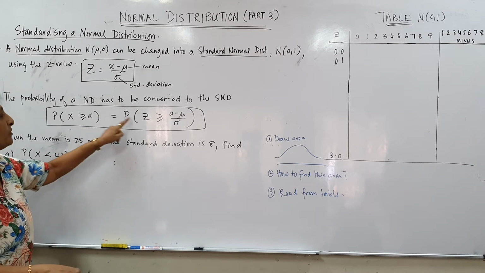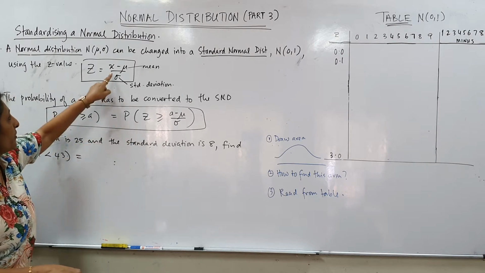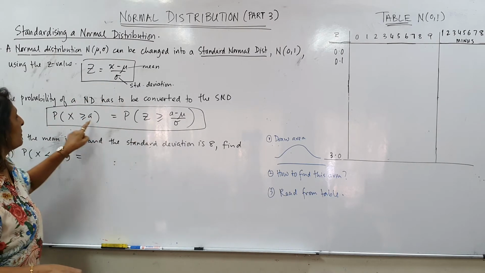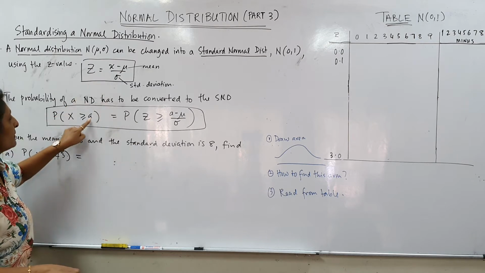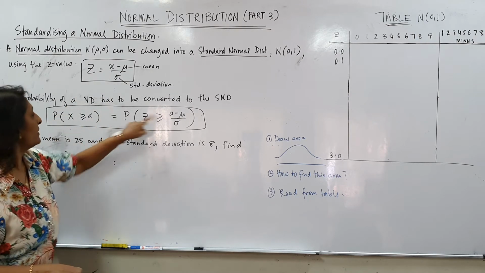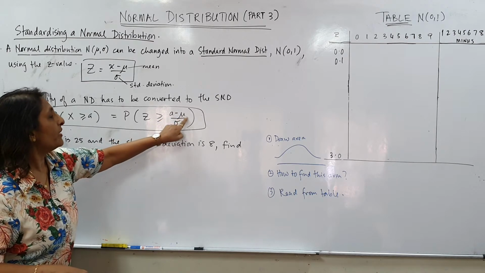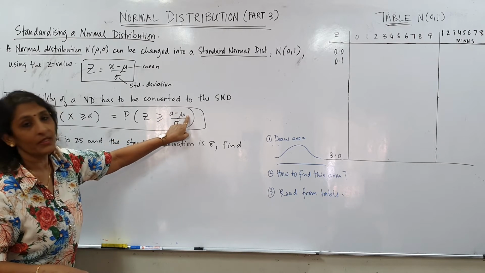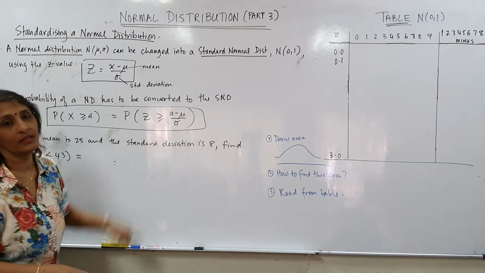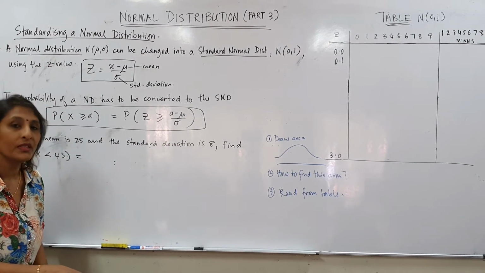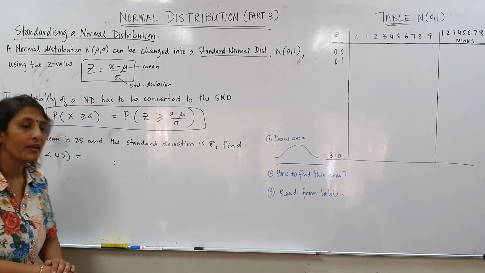From x you change to z, and you use the formula here. This is the small x, which is this value here, so it's a. So it's a minus mu over sigma, where, as all of you know already, mu is the mean and sigma is the standard deviation, which are normally given in the question.